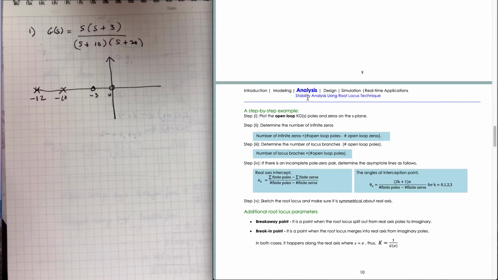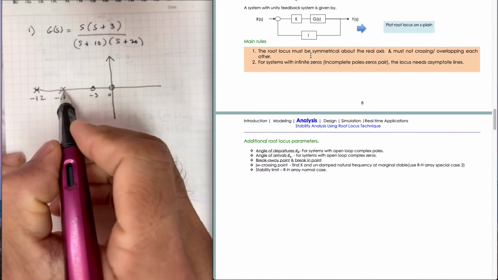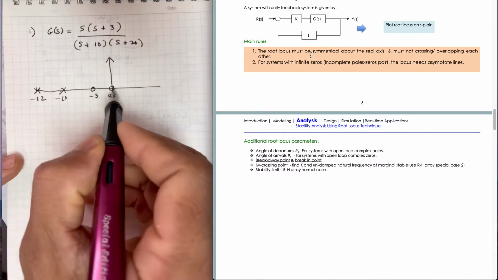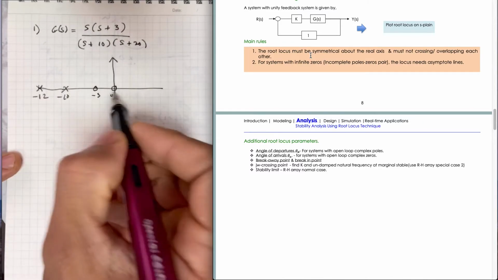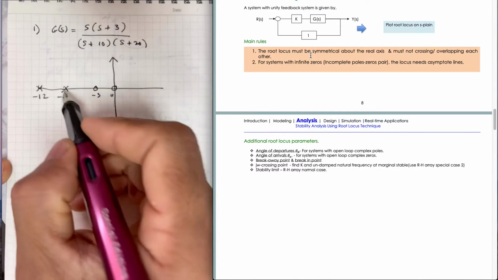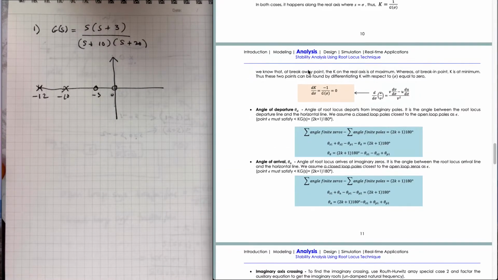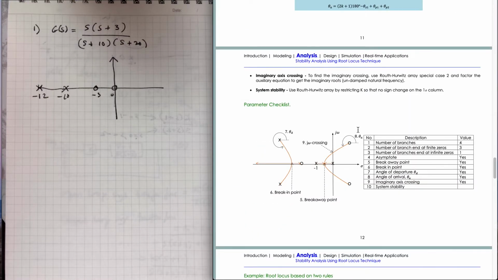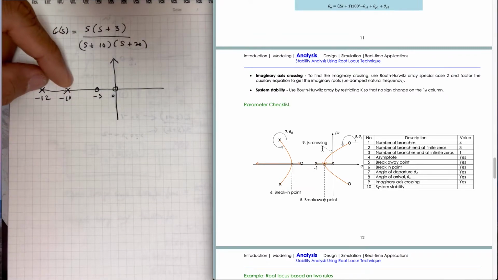The rule says the root locus must be symmetrical about the real axis and must not cross or overlap each other. That means as this one is going in this direction, this one cannot overlap, right? And then it must be symmetrical. So we need to find a way to make it symmetrical. We need to check a few things here. They are complete, that means they have both: two poles and two zeros.